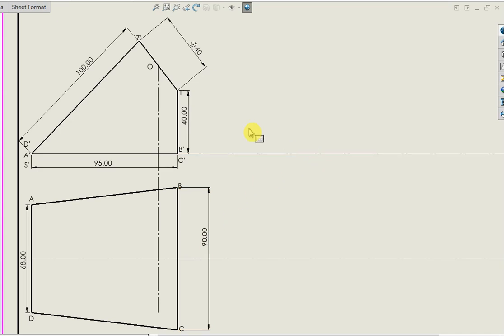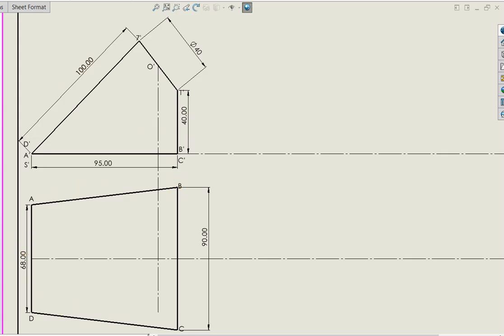Today we are going to learn how to develop a transition piece or a transformer. On the screen you have a transition piece with non-parallel bases. The upper base has a circular cross section with diameter 40 mm, and the lower base has a random polygonal section as shown on the screen.